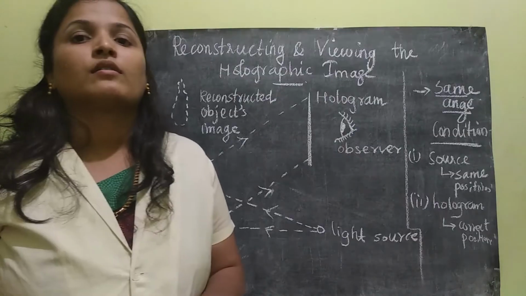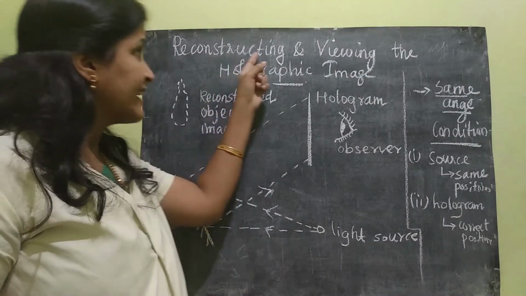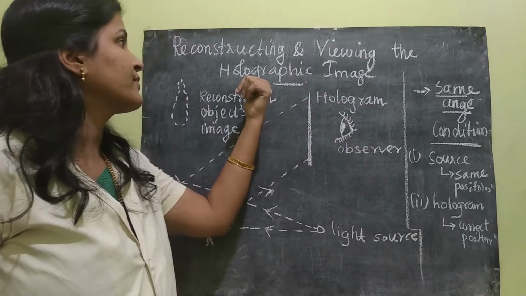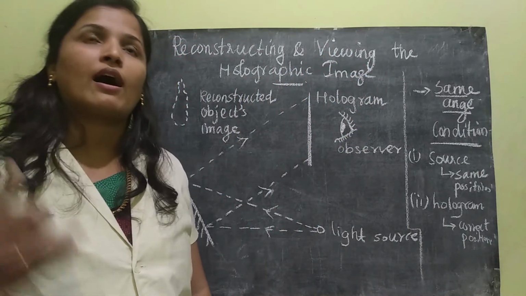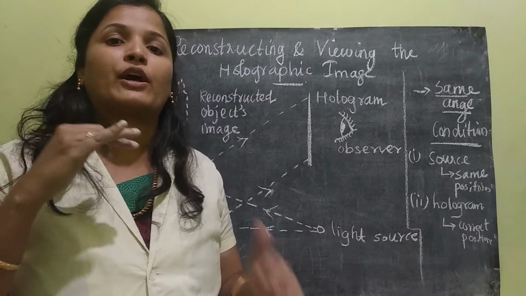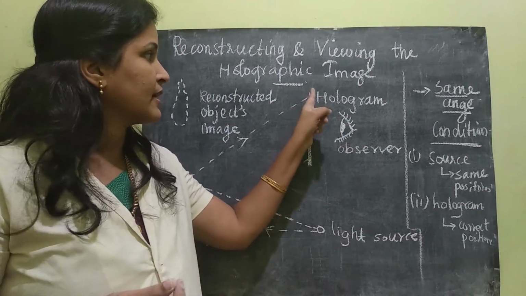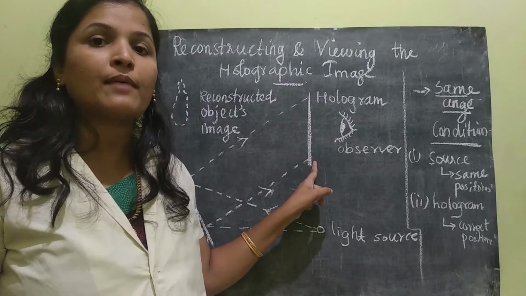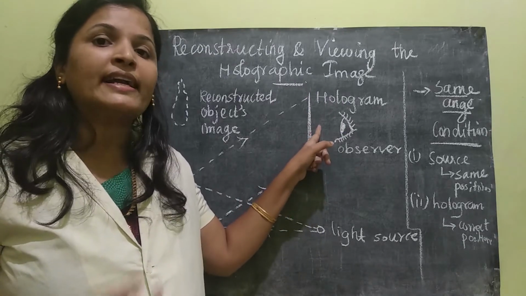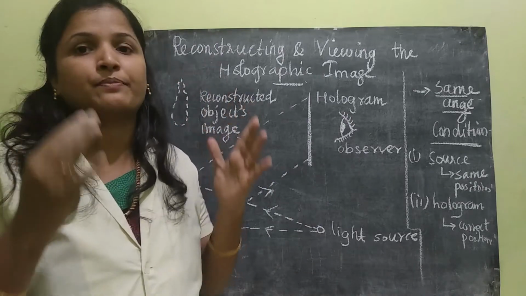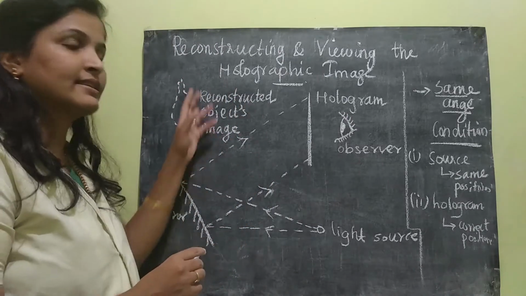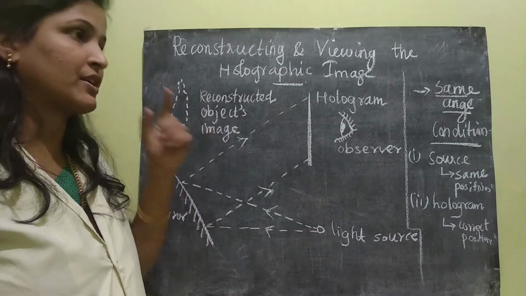Now let's see the reconstructing and viewing of the holographic image. In the previous step, we have recorded the hologram. So this is the hologram. How can the recorded image be viewed? This is the diagram that shows the reconstruction.